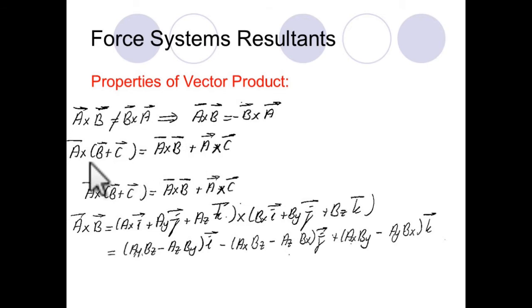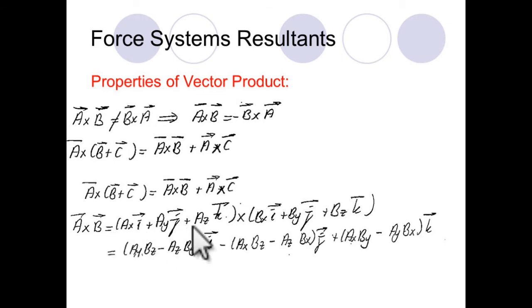It has distributive property, so just assume that you sum up two vectors and you multiply it with A. As a result, A vector product (B plus C) is equal to A vector product B plus A vector product C. Now let's calculate the A vector product B first. So how can we do it?